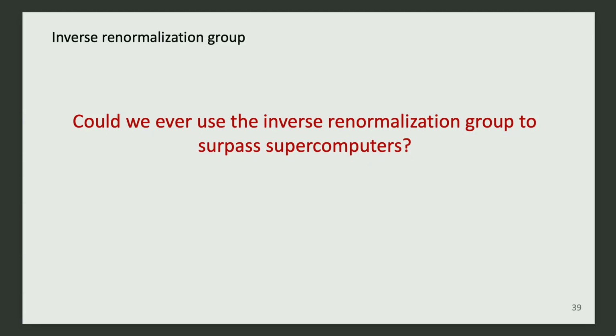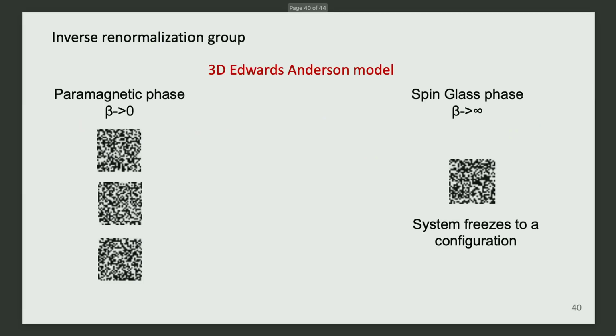So for example, could we use the inverse renormalization group to obtain configurations for lattice volumes that have not yet been accessed by supercomputing facilities? That will be a first step in claiming that we have something of value. And I will be discussing this in the case of the three-dimensional Edwards-Anderson model.